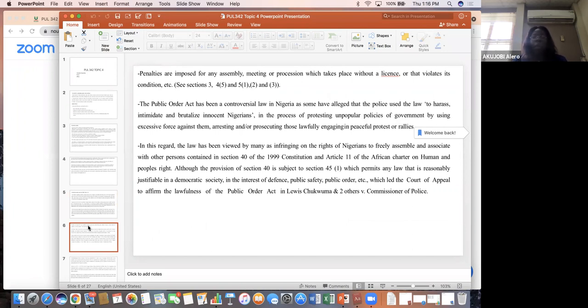Before we go into that, we should note that penalties are imposed for any assembly, meeting, or procession which takes place before a license is issued. Now, like I said before, the Public Order Act has been a controversial law in Nigeria, as some have alleged that the police use the law to harass, intimidate, and brutalize innocent Nigerians protesting unpopular government policies, using excessive force against them, arresting and prosecuting them for lawfully engaging in peaceful protests or rallies.